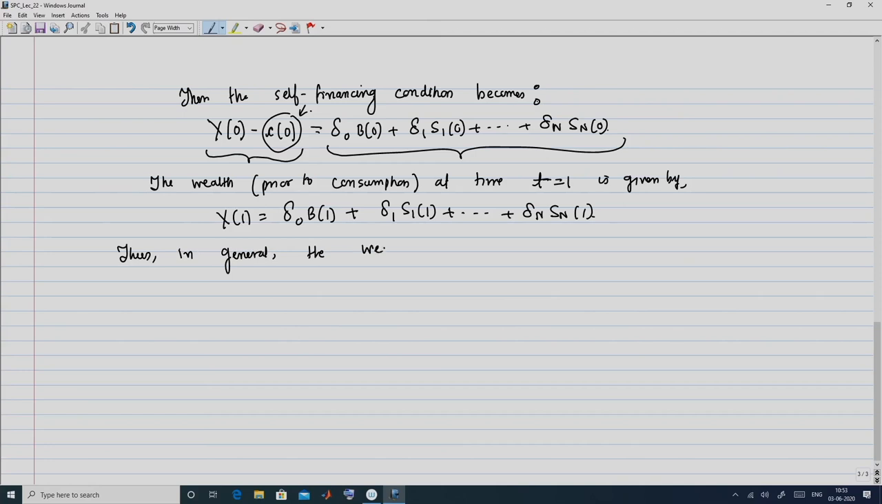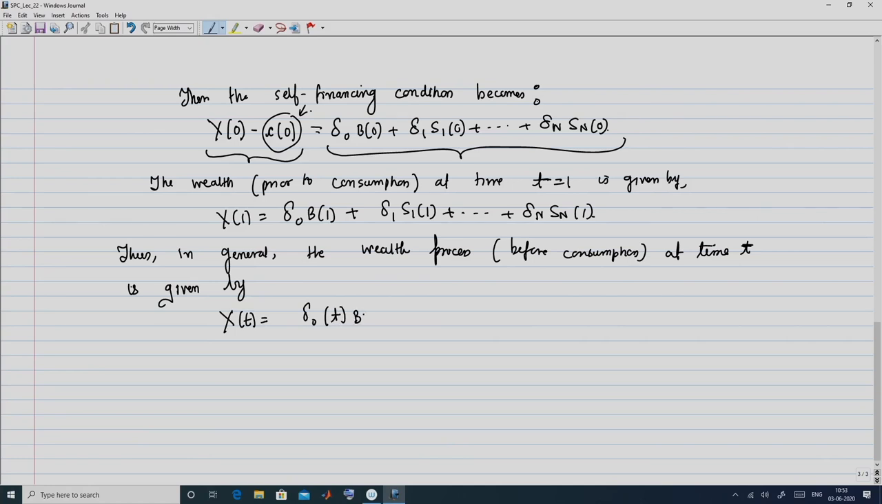So, thus in general, the wealth process before consumption at time t is given by X of t is going to be equal to delta naught of t into B of t plus summation delta i of t into S i of t, i is equal to 1 to n.